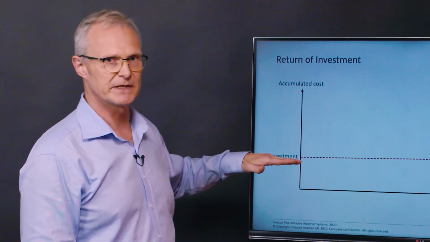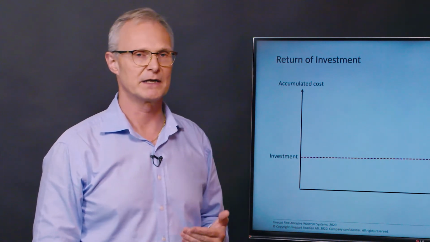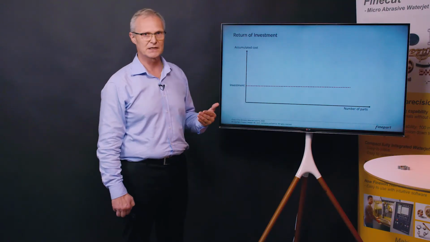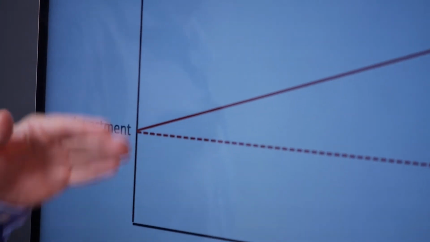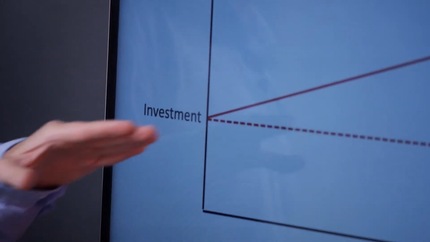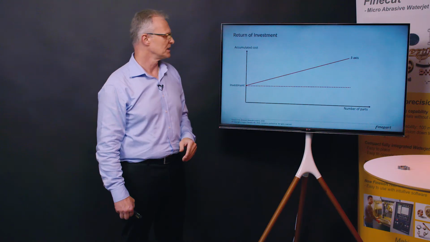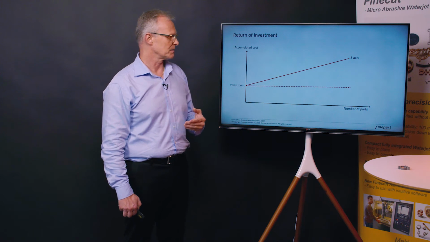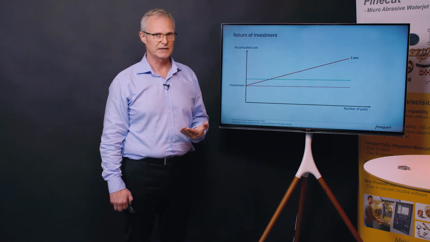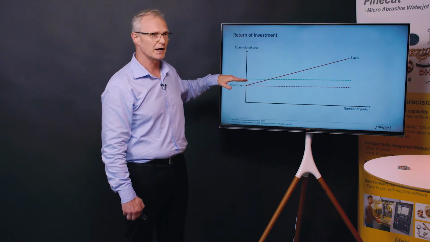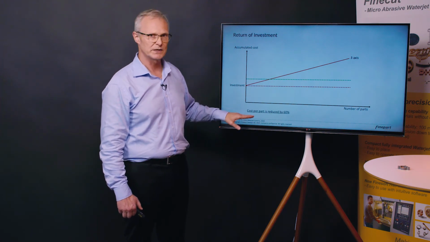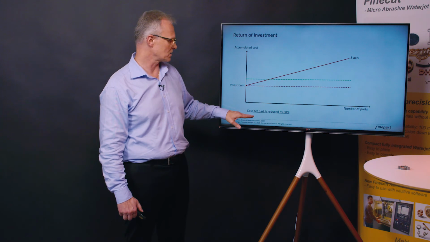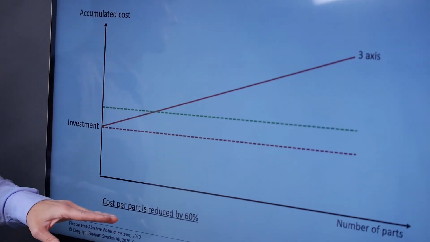We will have a base investment that has a payoff time, and this will put extra cost on the part that we cut. So if we cut the part, we will also have a running cost for the part, and the running cost will add up to an accumulated cost for a series of parts over time. But if we use the 5-axis machine, the investment cost would be higher. So the 5-axis machine would cost more, but we cut quicker, so we will have less running cost for each part, so we actually reduce the running cost by 60%.